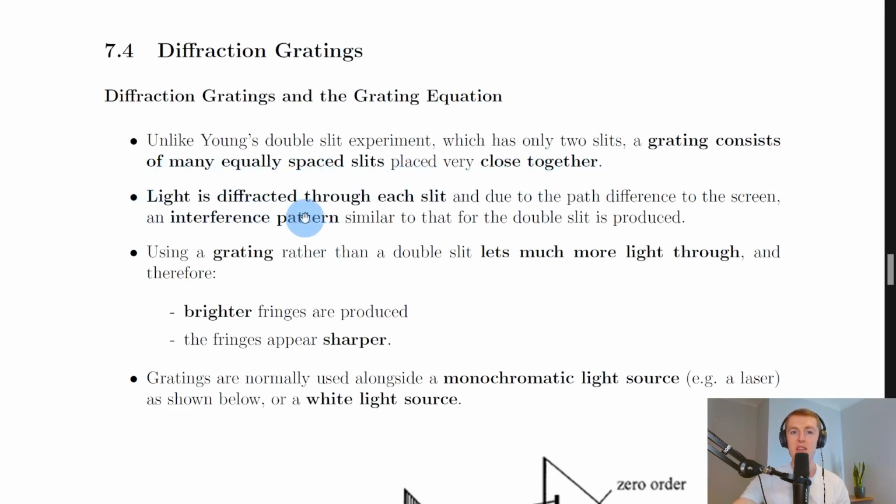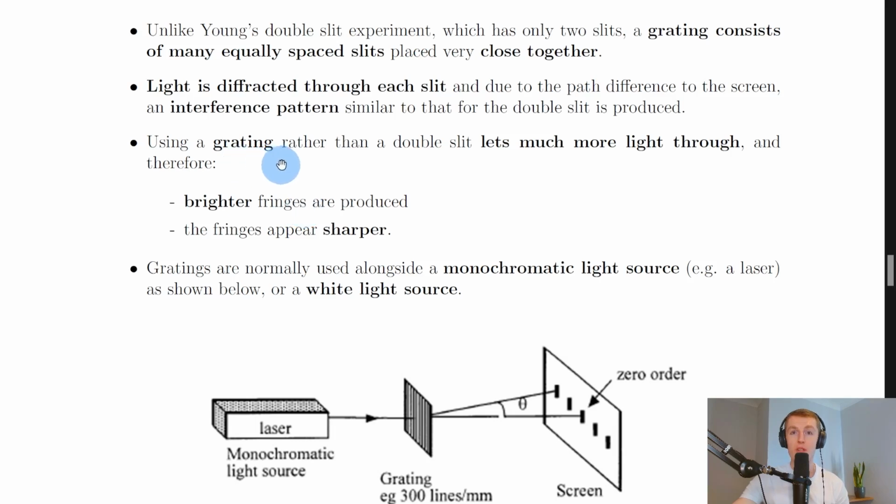It then says light is diffracted through each slit, and due to the path difference to the screen, an interference pattern similar to that for the double slit is produced. Using a grating, i.e. more than two slits, rather than a double slit, lets much more light through, and therefore brighter fringes are produced and the fringes appear sharper. So passing light through more than two slits will produce brighter and sharper fringes.